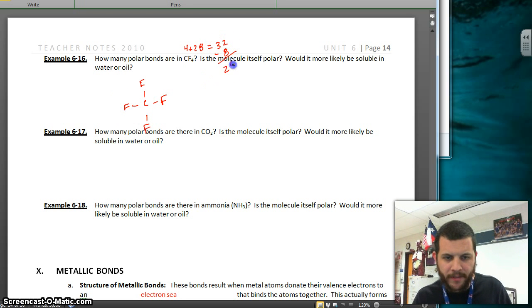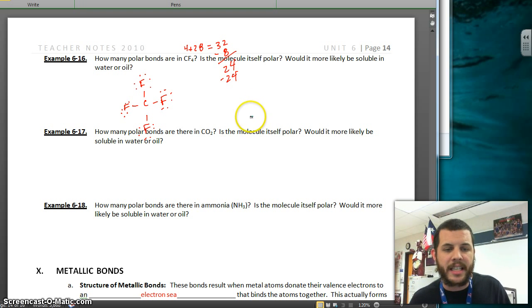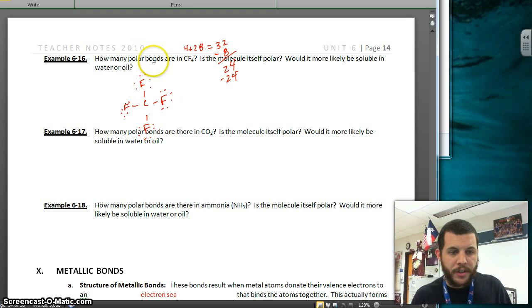I've got 24 left. So 1, 2, 3, and so on up to 24. So I've used all 24 of my electrons, so we're feeling pretty good. Now, how many polar bonds are there? Well, I've got fluorine to carbon, that's a polar bond, fluorine to carbon, polar bond, fluorine to carbon, polar bond, fluorine to carbon, polar bond. So there are 4 polar bonds in this molecule.